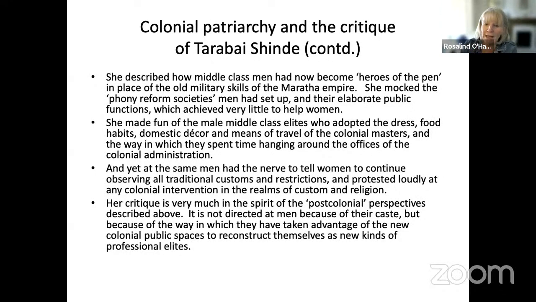So in a way, I think Tarabai's critique, although of course if you had said post-colonial to her, she would have looked at you as if you were mad, is very much in the spirit of these post-colonial appreciations, critiques of the way that the family was changing. She's not having a go at people because of their caste or simply because they're men. She's critiquing them because of the way in which they've taken advantage of the new colonial public spaces to reconstruct themselves as new kinds of professional elite.